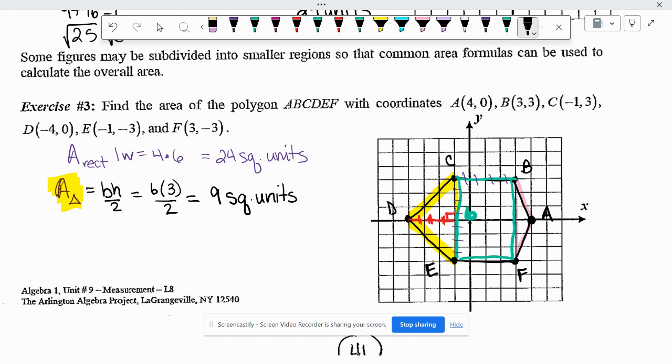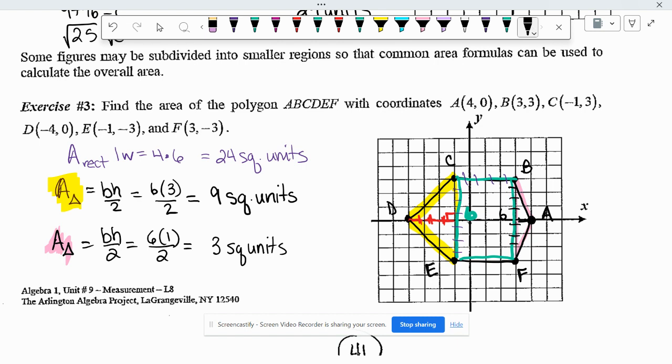Now we're going to go to the area of the pink triangle. Find the area of the pink triangle. Okay. So the base of this is also 6. And the height of this triangle is what? Yeah, it just has a height of 1. So base times height divided by 2 has a base of 6 and a height of 1. What is my area there? 3 square units.